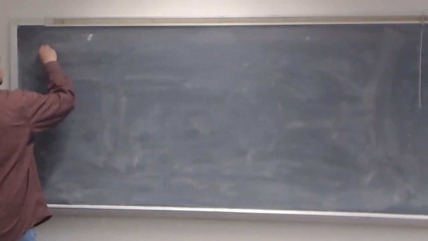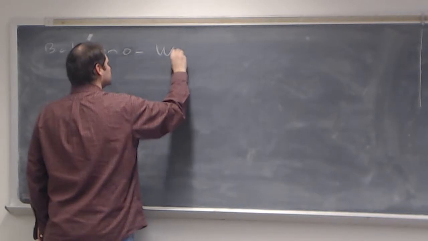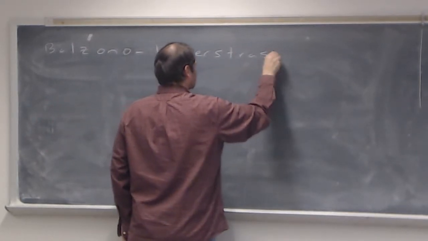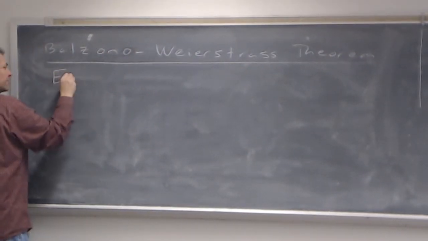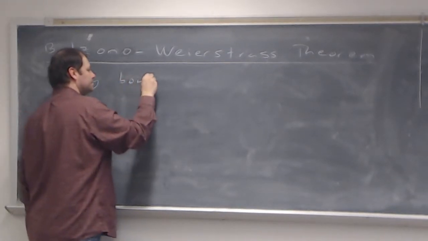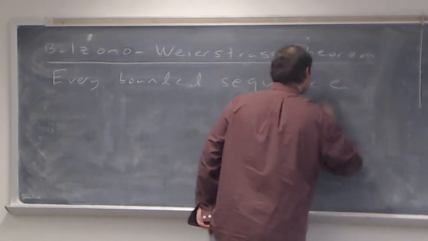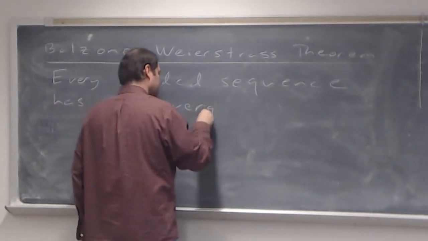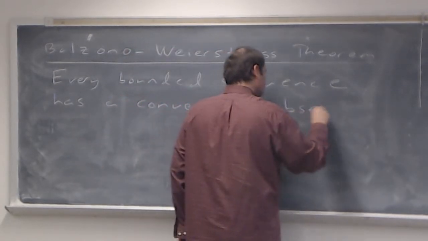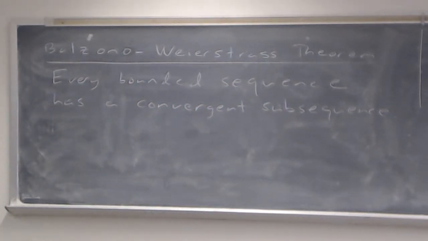This is the following. What's it say? It says every bounded sequence has a convergent subsequence. That's right. That's what we left off with. So we're talking about subsequences here over the last few class meetings.